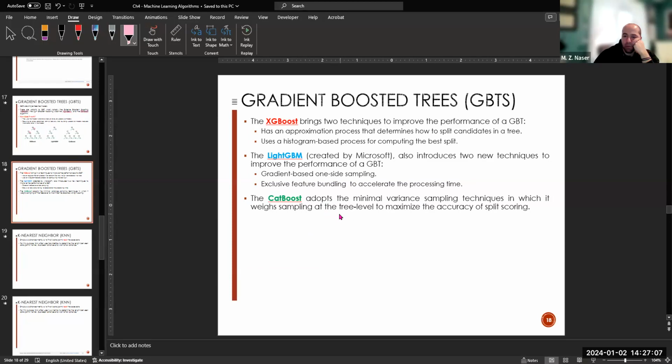CatBoost, I think this was a 2017 release, or a few years ago. It's also super fast, and it can handle categorical values by default. So it's interesting to have and to use.